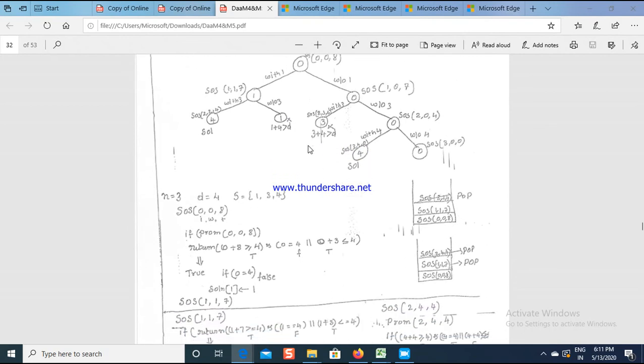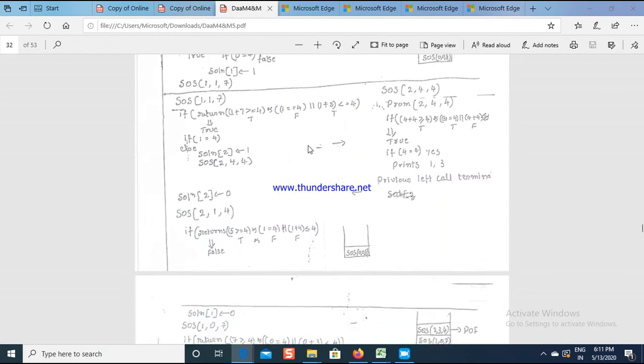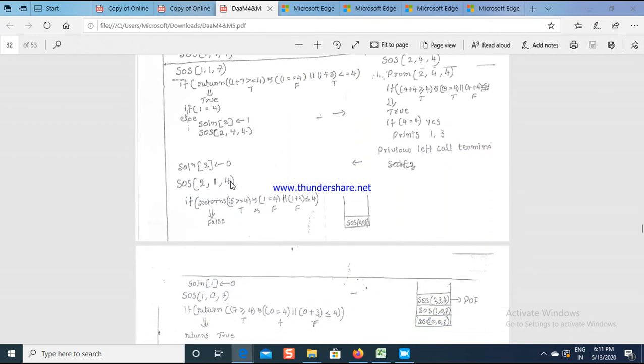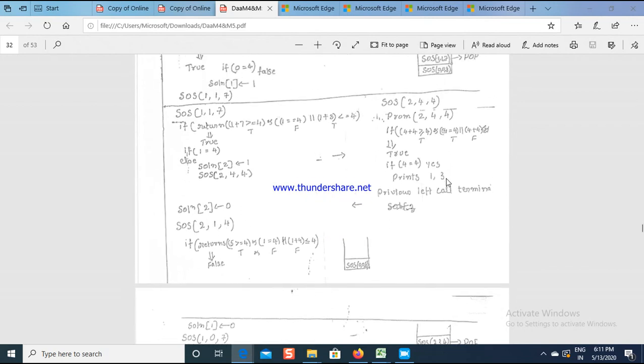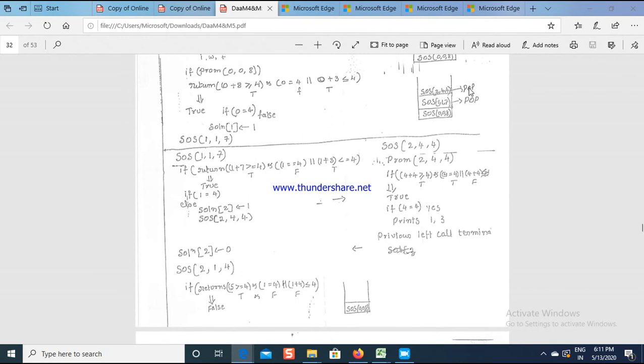So what is the next element you are pushing onto the stack? It is nothing but 214. Sum of subset of 214 has to be pushed onto the stack, I have not written it. Where has it to be written? After popping this one, what has to be pushed onto the stack? 214. So after popping this one, 214 has to be pushed onto the stack. Now when I am calling the promising function, it is returning false.